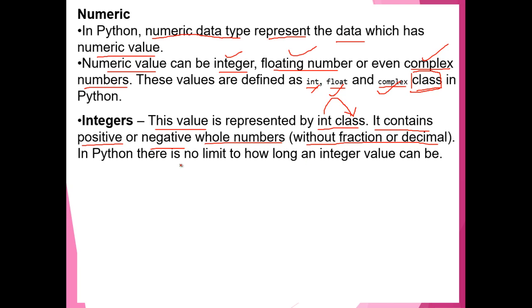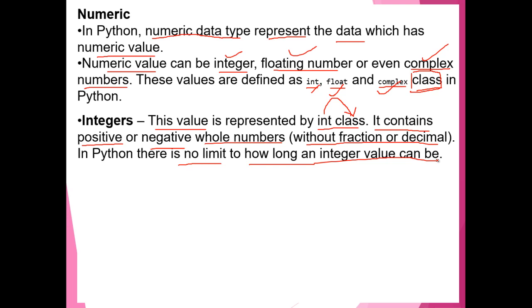In Python there is no limit on how long an integer value can be. So it is a plus point in Python that there is no limit for the value of an integer. Suppose we look at the example of some other languages. Now we are learning about the Python language, but there are other languages also, like C language, C++, Java.